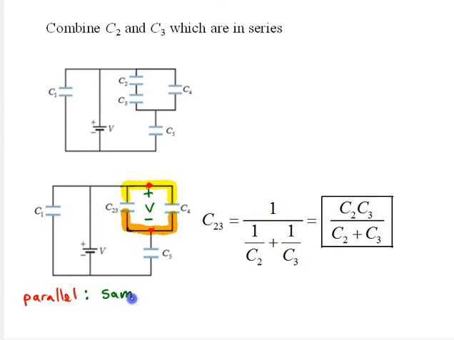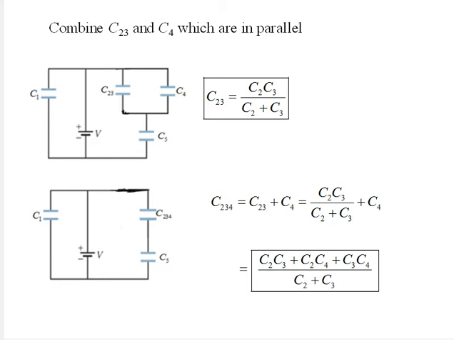Parallel, same voltage across their plates. To combine capacitors in parallel, the equivalent capacitance is just equal to C23 plus C4. It's the sum of the two capacitances. So let's take a look at that combination. When we combine C23 and C4, we come up with the capacitance C234 as a notation.